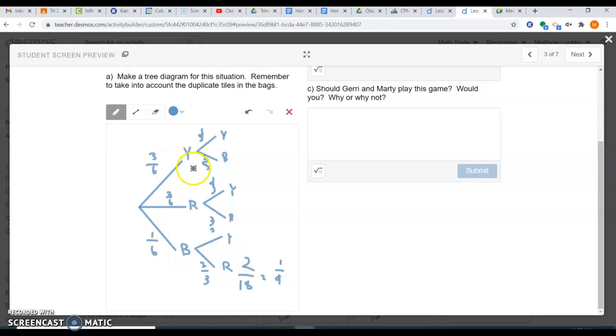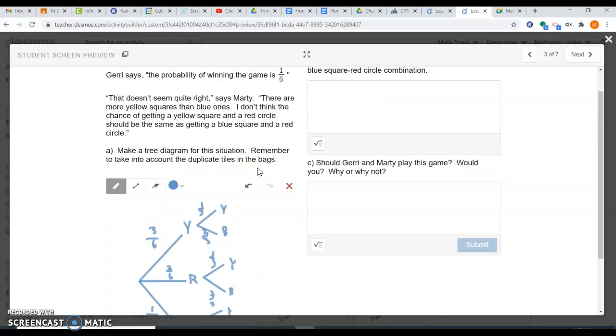Okay, and you could do that for each one if you wanted to. You could say, okay, what's my probability of getting a yellow and then a red? Well, I'd multiply my 3/6 times my 2/3 to get my yellow and red combination. You could do it for each one if you wanted, but that's not what it's asking here.